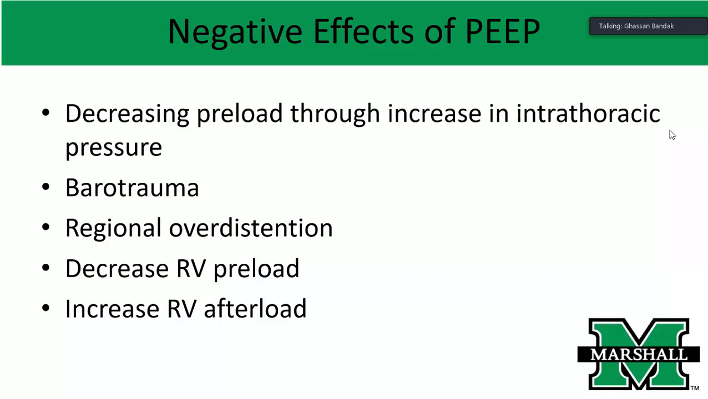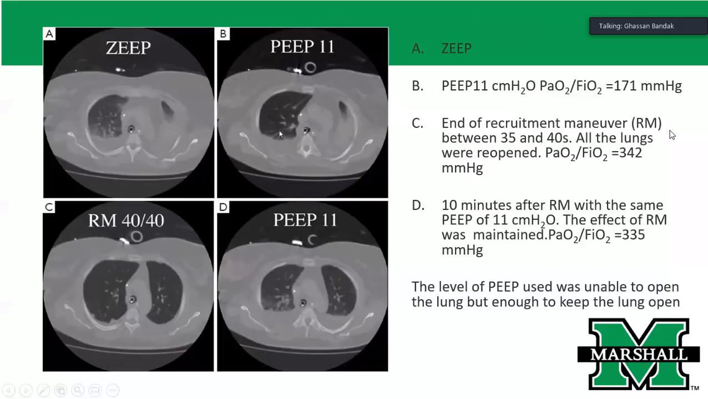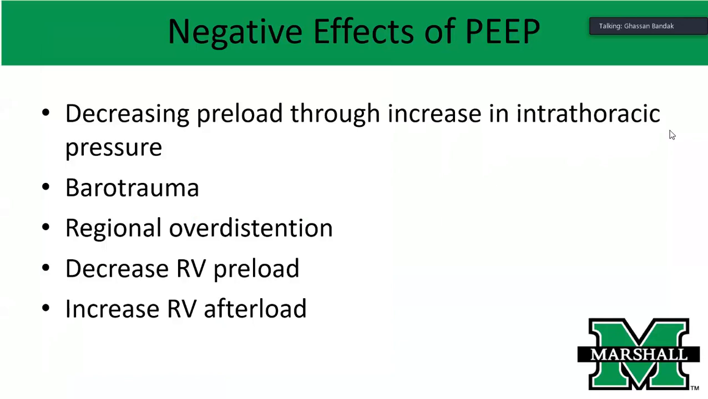PEEP can cause regional overdistension, like I said here. I think, and I may be wrong, but I think there is regional hyperdistension in image B because you applied PEEP here, you caused that part of the lung to distend while the others were still atelectatic, okay? So you may cause regional damage to the lung. PEEP will decrease RV preload and PEEP will increase RV afterload. So using higher PEEPs in patients with known pulmonary hypertension or RV dysfunction can be counterproductive.